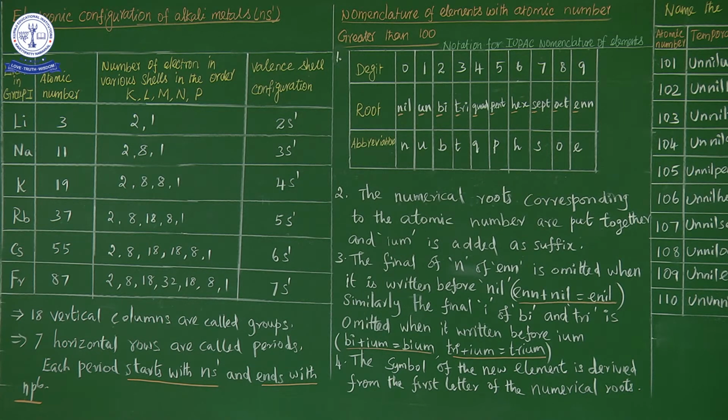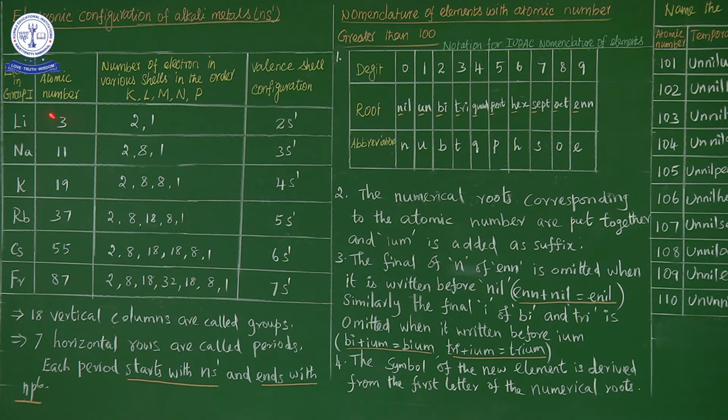For example, the first group elements are the alkali metals: lithium, sodium, potassium, rubidium, cesium, francium. The first group metals are known as alkali metals. The atomic number of the first, lithium, is 3, and the number of electrons is 3. For sodium the atomic number is 11. For potassium it is 19. Rubidium is 37. Cesium is 55. Francium is 87.